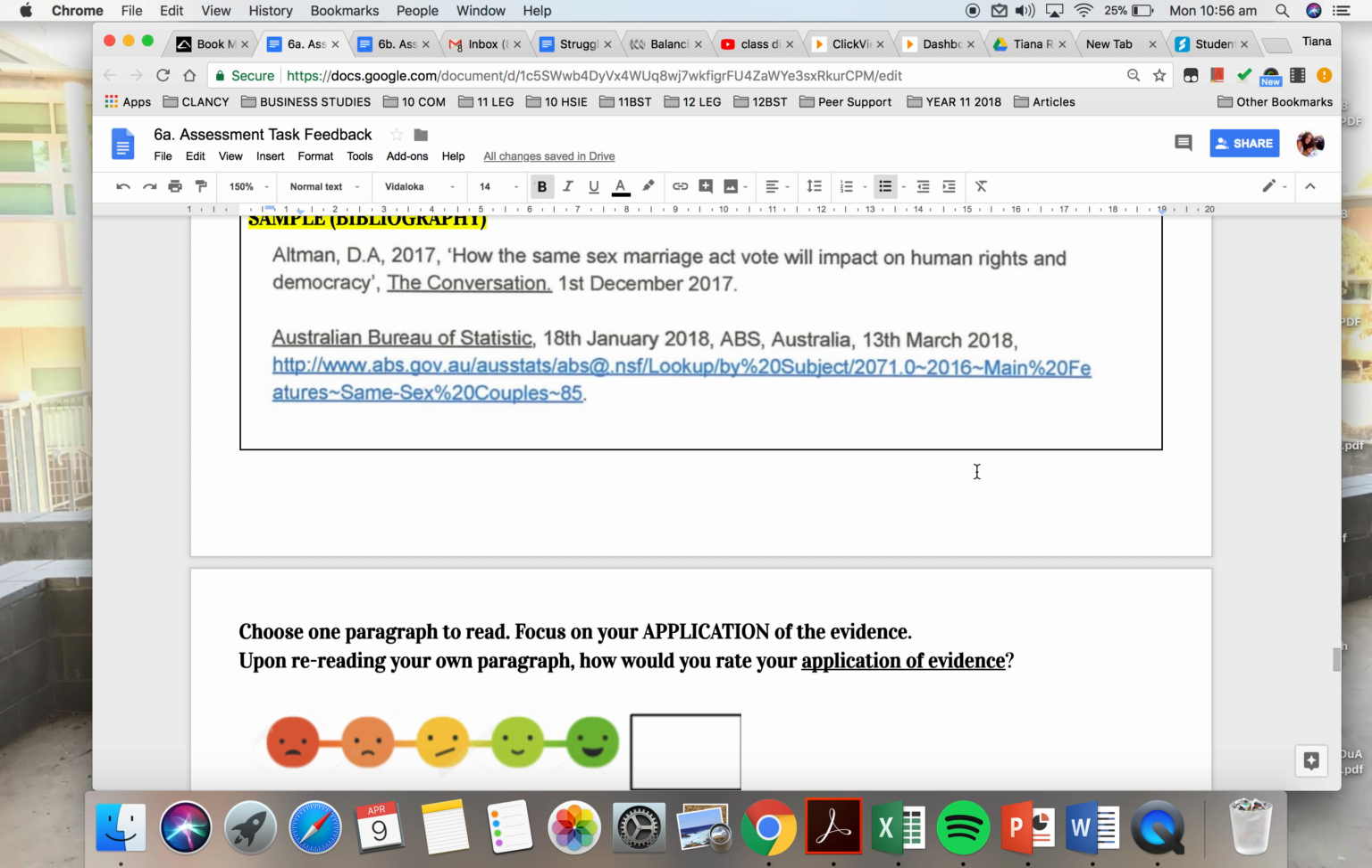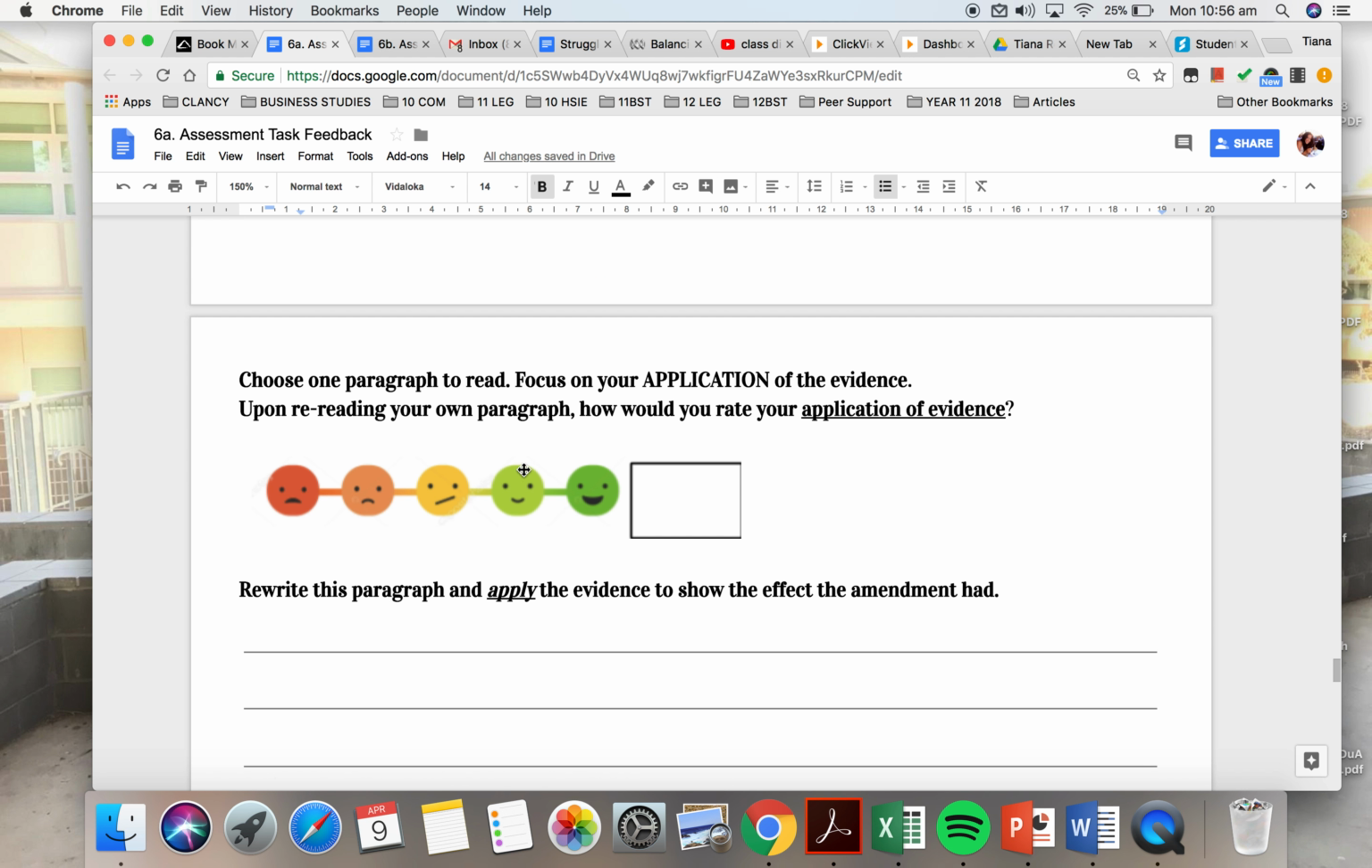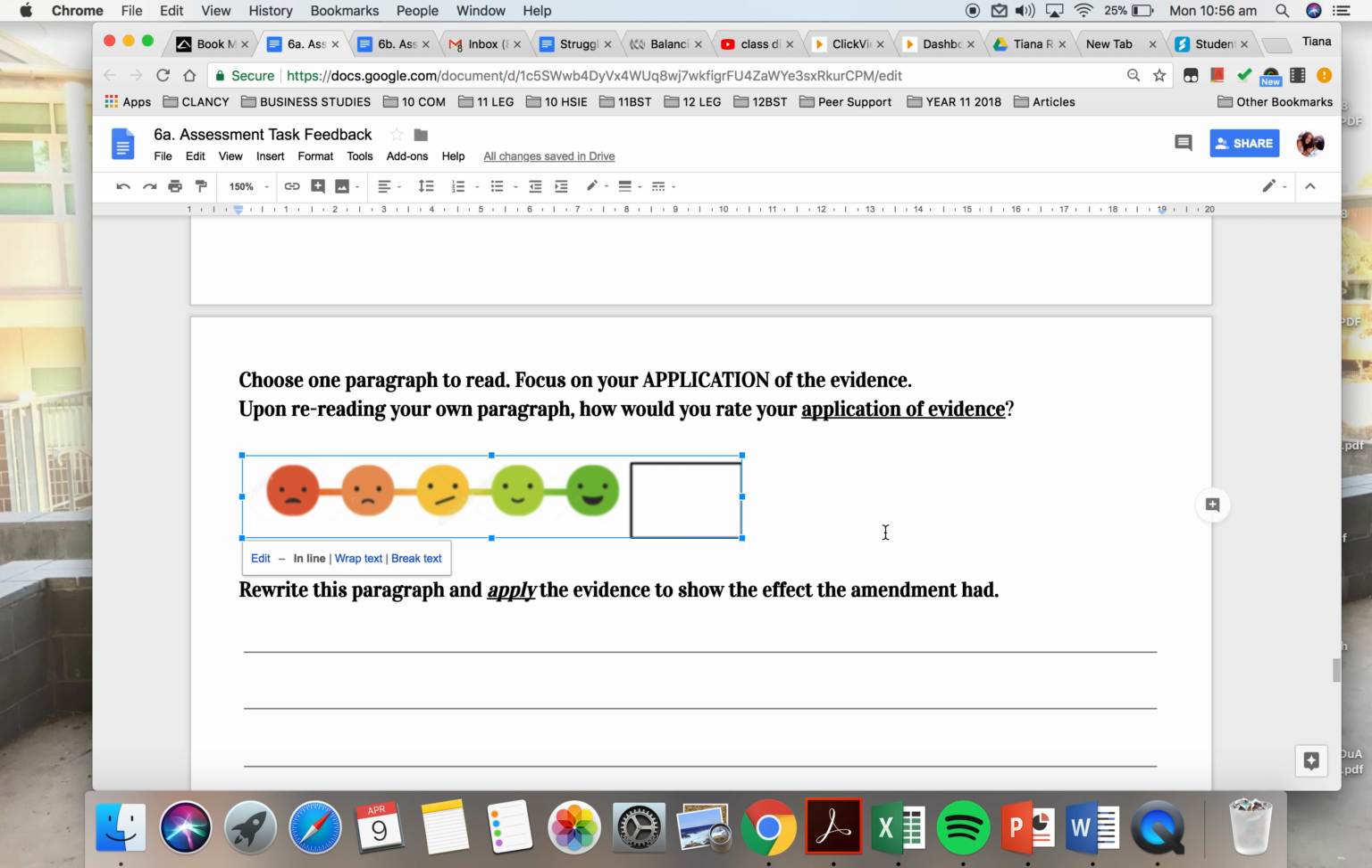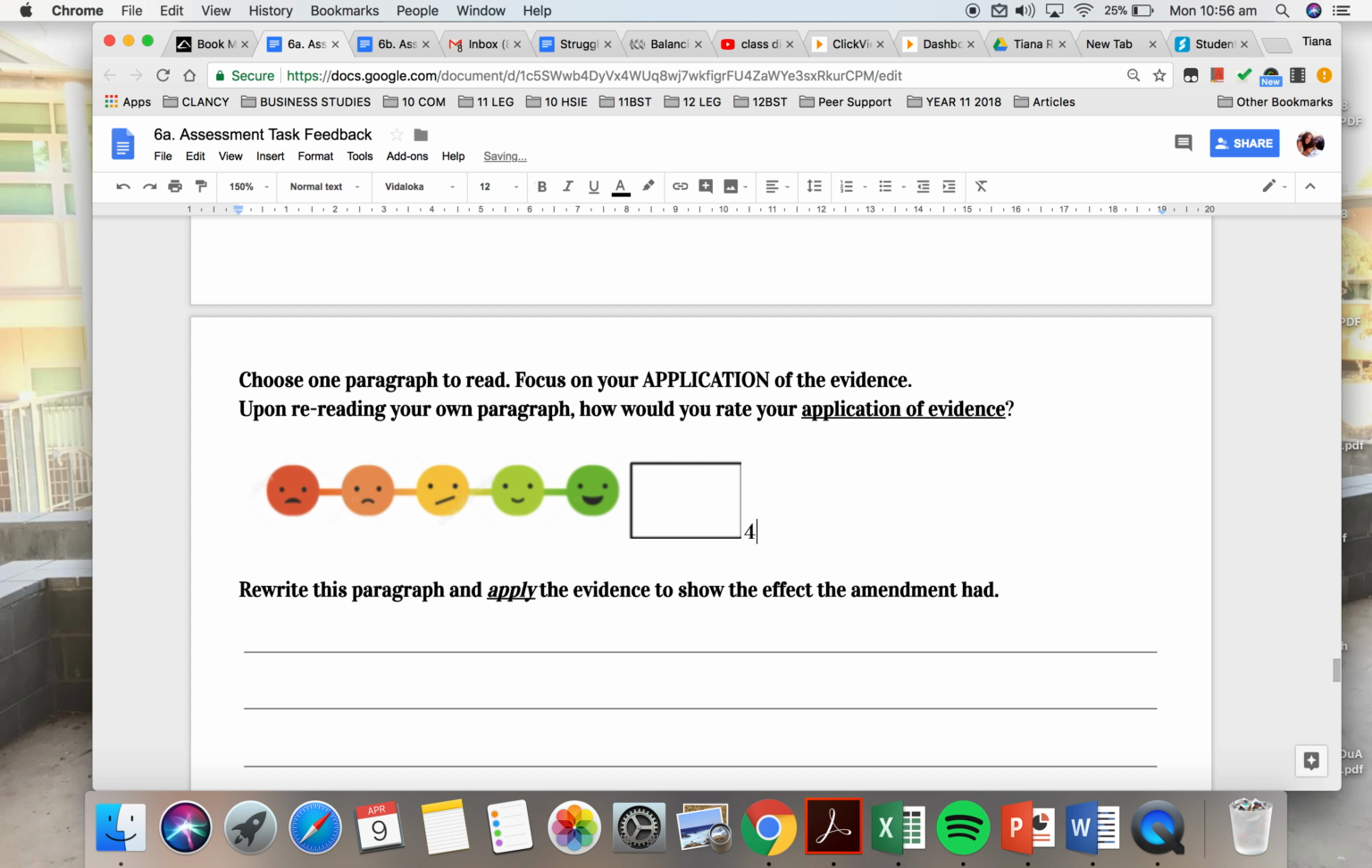Now, your activities for this section. You're going to choose one paragraph to read where you know you used examples. I want you to focus on your application of the evidence. Upon reading your own paragraph, how would you rate your application of evidence? Now, I know this might be a little bit difficult to do, seeing as you're doing it on the laptop. So if you want to number these from 1, 2, 3, 4, 5, and next to the box you can put the number of where you would rate your application of evidence.